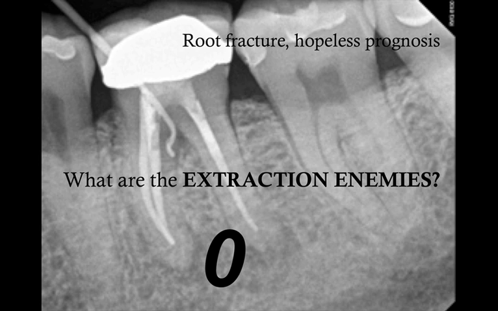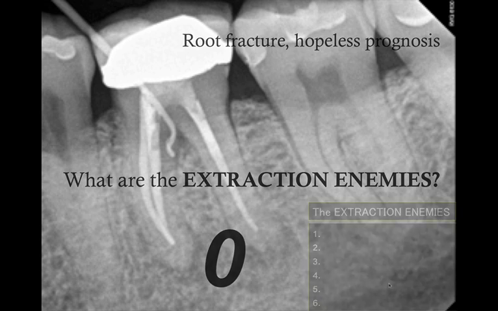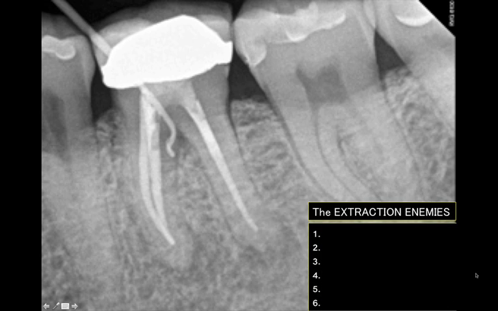Okay, let's go. In real life, I'd like you to spend as much time as needed to look at all the details. So let's see the extraction enemies relating to this tooth. So number one, again, we're seeing that this tooth is endodontically treated. And I mentioned before that the root structure is going to be much more fragile and prone to fracture in specific locations along the root.